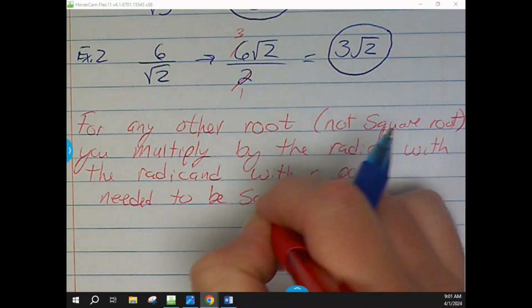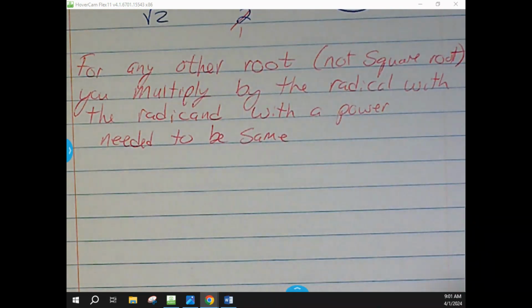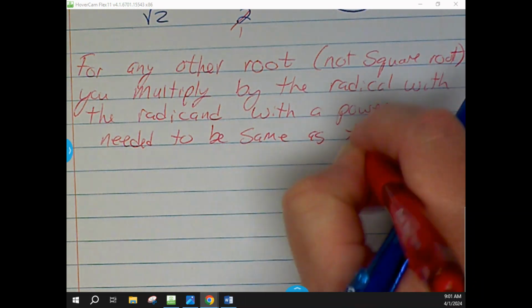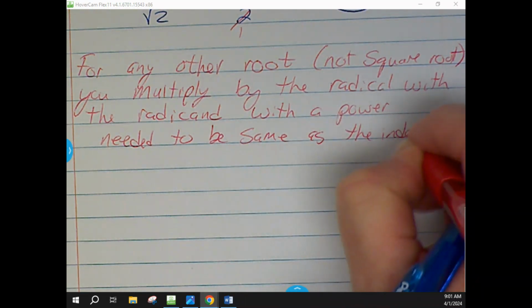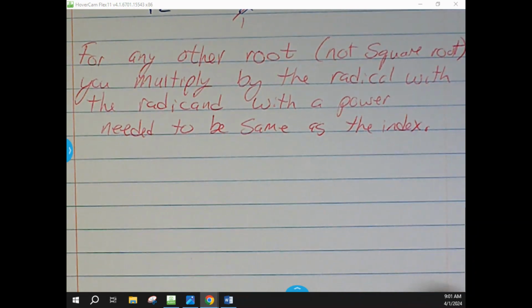And as I write this and say this, it doesn't really sound very good, but unfortunately I cannot find a way to say it better. Showing you the examples is a lot better than trying to tell you exactly what we're doing, but I'm trying to give you some thought process. If it was third root or fourth root or fifth root or seventh root or whatever the number may be, you've got to multiply by that same radical. So if it's seventh root we're working with, you're going to multiply by the seventh root.